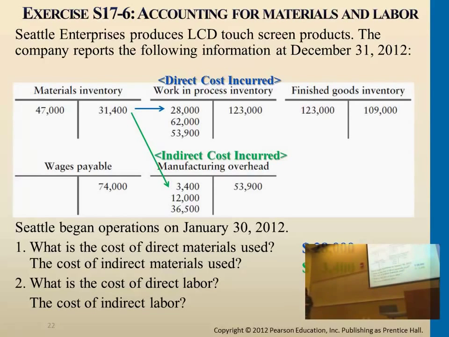Okay, so with this little trick, we probably could answer the second one. 62,000 would be the direct cost of labor, right? What about indirect cost? $12,000, exactly. So to determine the numbers here, you definitely look back at wages payable. You know altogether the labor costs incurred is $74,000. You know the total. Now you just need to pick the two numbers that are the components of this $74,000.